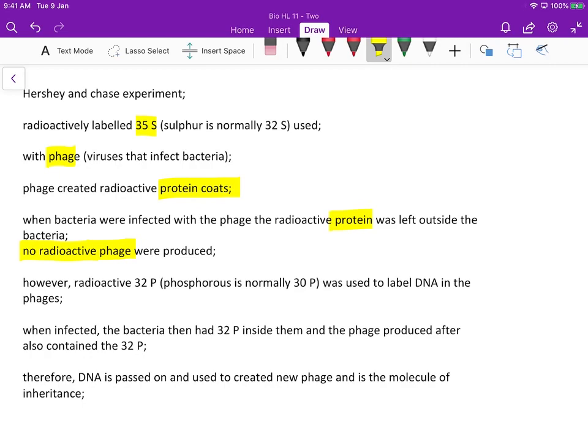But when they labelled the radioactive 32P, the phosphorus, because it's normally 30P, to label the DNA, because of the phosphate group, then when they infected the bacteria, the 32P was inside the phage and they could detect the radioactivity, and also in the phage produced after they contain the 32P. So therefore it's DNA that's passed on, and it is the molecule of inheritance.